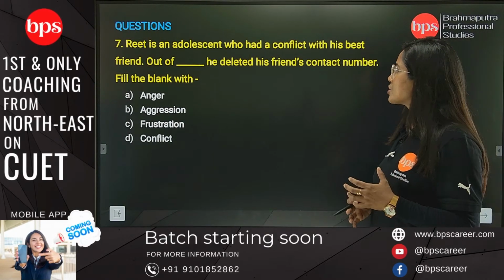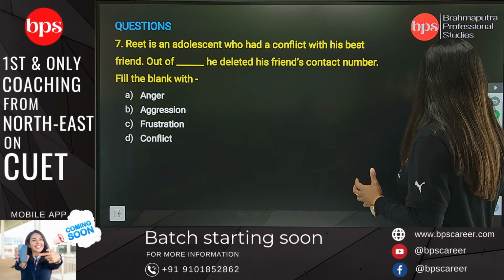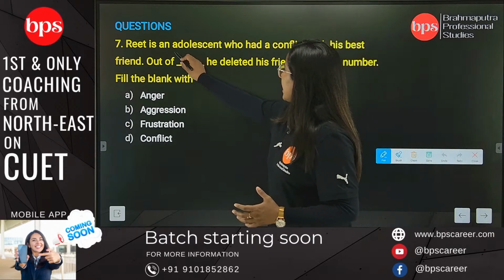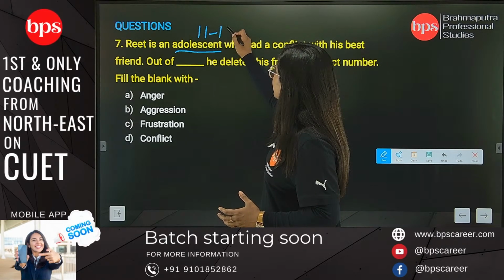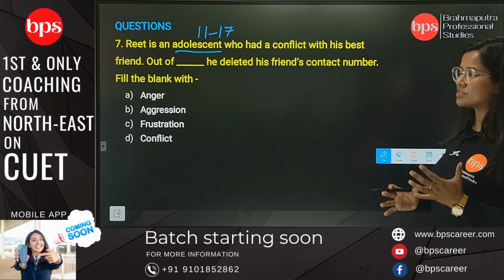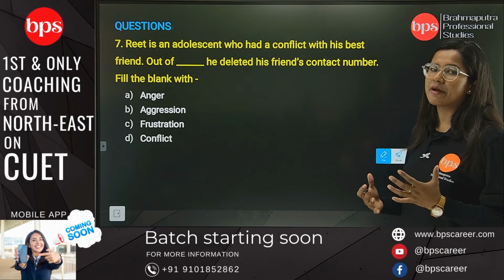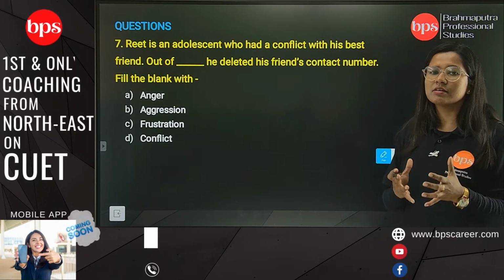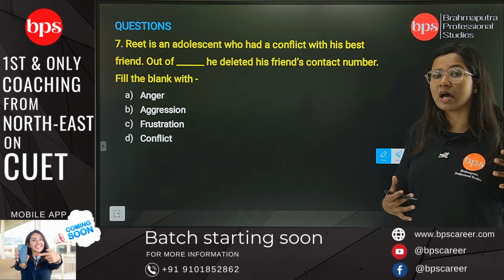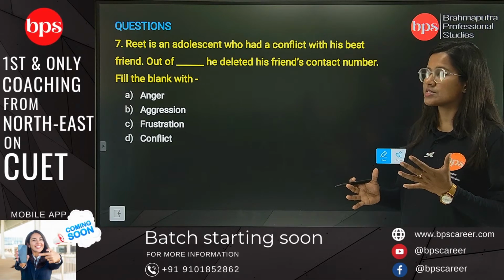Reet is an adolescent who had a conflict with his best friend. Reet, now adolescent, what do you understand by the adolescent's age? The age group from 11 to, we can say, 17, 17 to 18. So that is the period where people or students have a lot of aggressive anger and frustration, and all that is actually expressed by them without knowing the consequences. So they are not mature enough in this stage, in the adolescent stage.